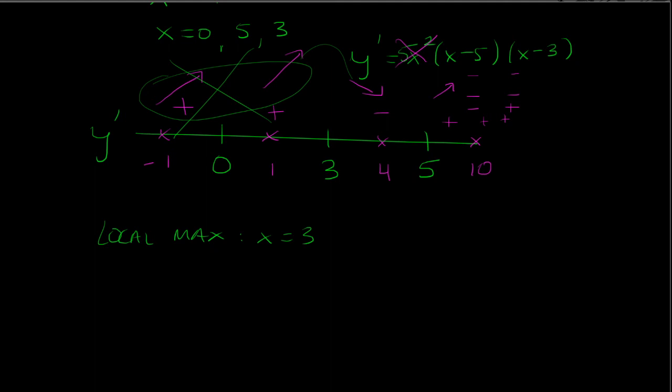Okay, at 5 it's going down and then back up. That looks like to be a minimum. So there's a minimum at x equals 5. Now we have to just plug it back in. And if I plug in x equals 3, I get 108. And if I plug in 5, I get 0. And that's my extrema.